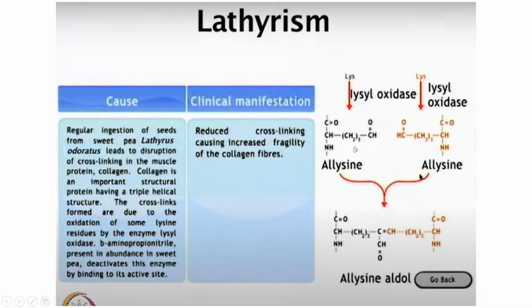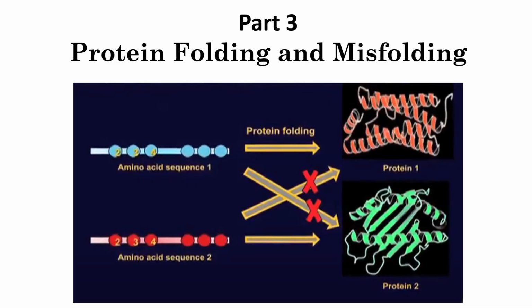So allylysine, so these specific lysines come together and aldol is being made. So this specific group here makes aldol, due to which lathyrism is also caused. So these are basically different diseases due to change in one specific amino acid or the way by which those specific amino acids are interacting with each other. Different diseases can be caused.